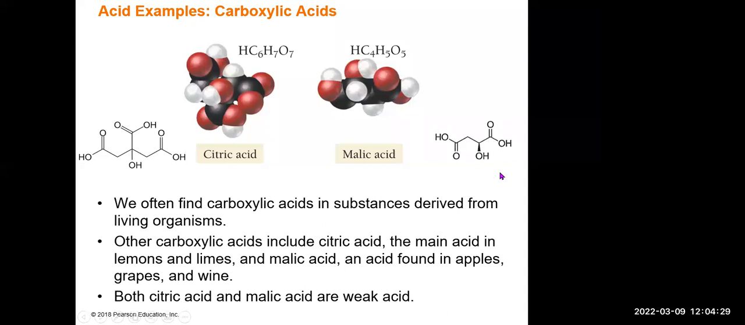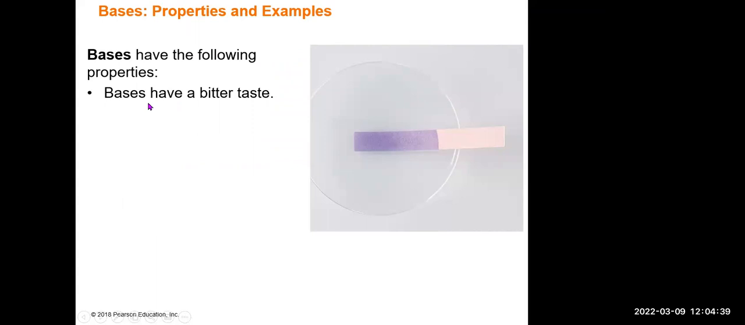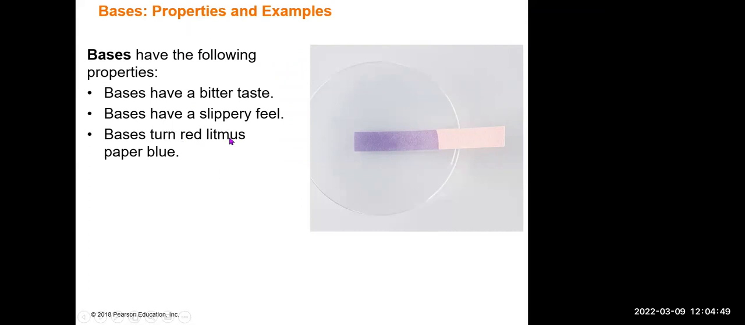Bases, base properties and examples. Bases have the following properties. Bases have a bitter taste. Bases have a slippery feel. Bases turn red litmus paper to blue. See this red litmus paper. This part is in basic solution and it becomes blue.